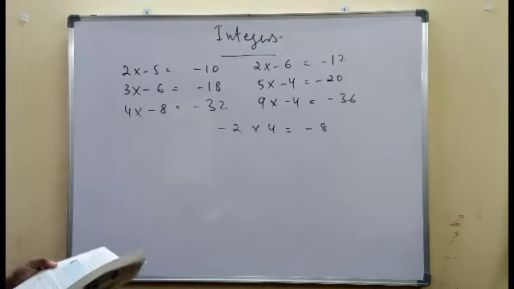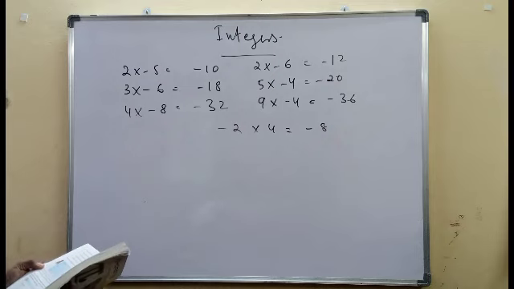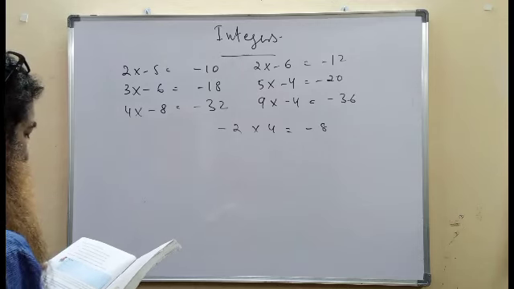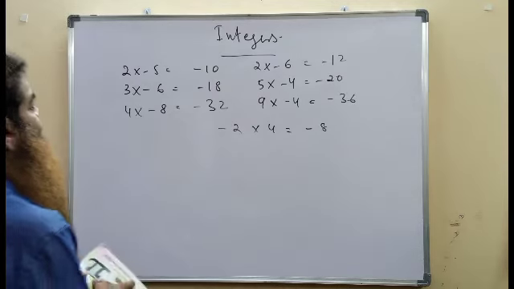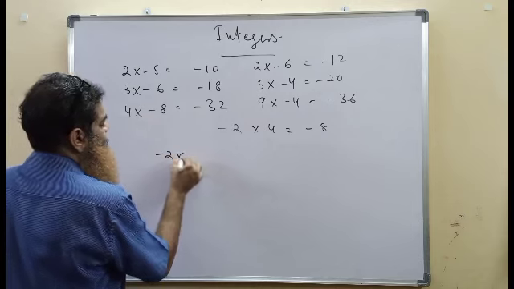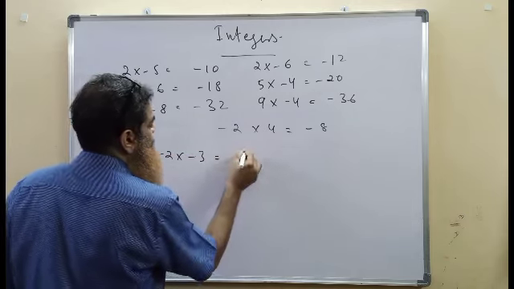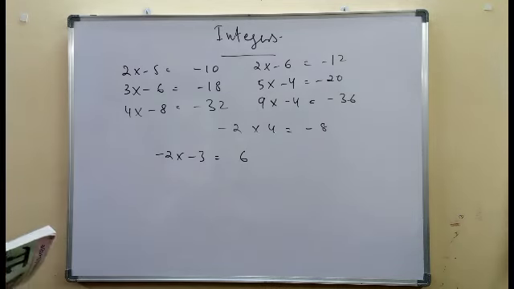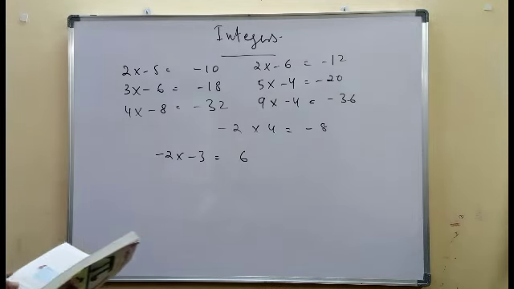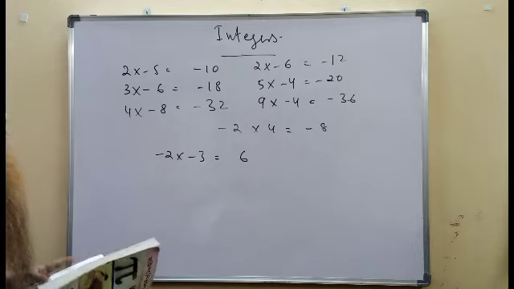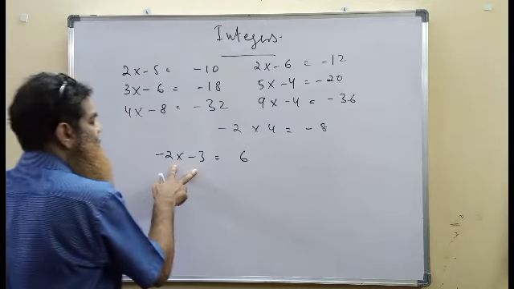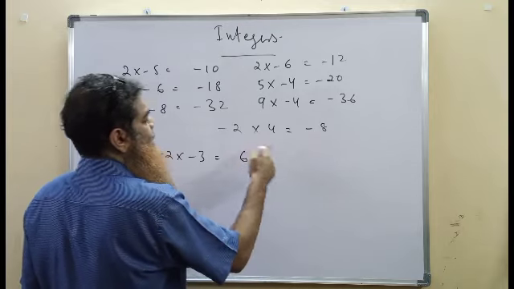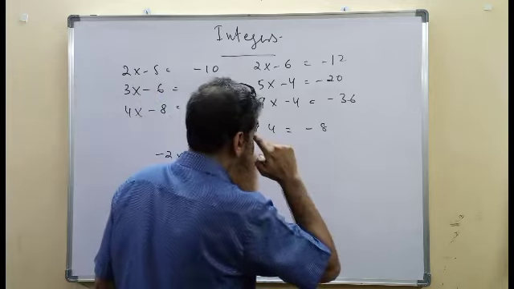Now turning to page number 10, from the above products, we can infer that the product of two negative integers is a positive integer. If it is minus 2 into minus 3, it is 2 threes are 6, minus into minus gives plus 6. The product of two negative integers is a positive integer. The product of three negative integers is a negative integer, because the product of two negative integers is a positive integer. Now the positive integer into a negative integer, you will get a negative integer.